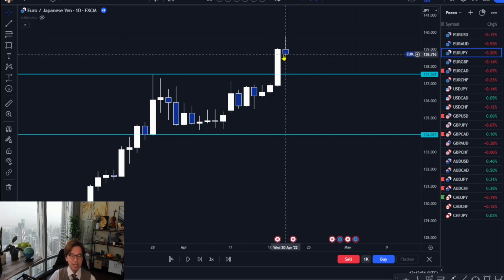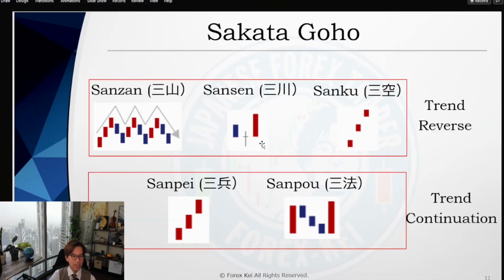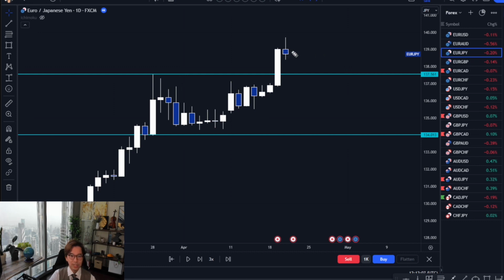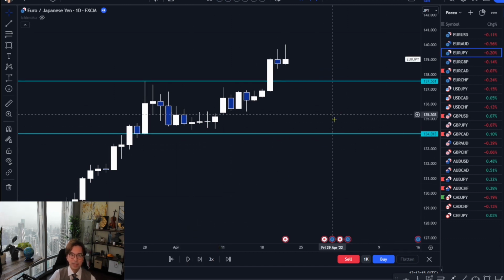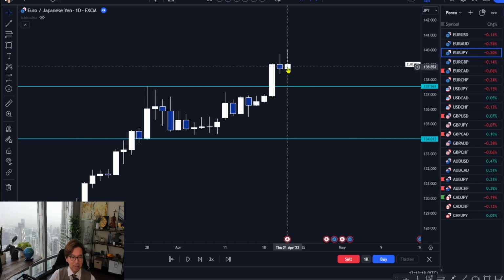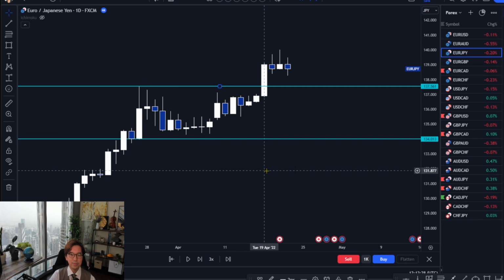Okay, now we have, this is not a doji but a bearish candlestick with a smaller body. So this can be Sansen. Again, Sansen is this one. So if the next candlestick becomes bearish, then this may be the trend reverse pattern. So we will see. Okay, another Sansen can appear still because there's a long wick up, and this is called a pin bar. So the market may retrace. We will see. Okay, the Sansen is still continuing.